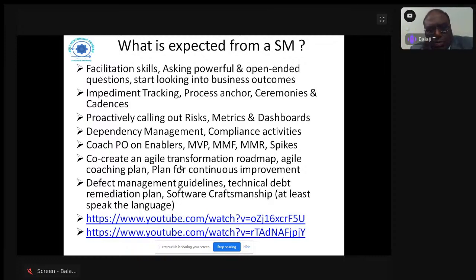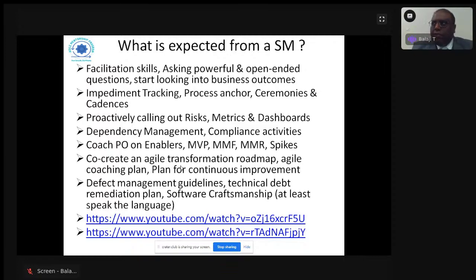And coaching the product owner on enablers, minimum viable product, minimum marketable feature, minimum marketable release, and spike user stories. And this line is very important: co-creating an Agile transformation roadmap. See, last week we took a session on how to create an Agile transformation roadmap. Probably you can take some references from there. If your transformation roadmap is being created, then probably you can deduce a coaching plan from that for your continuous improvement journey.